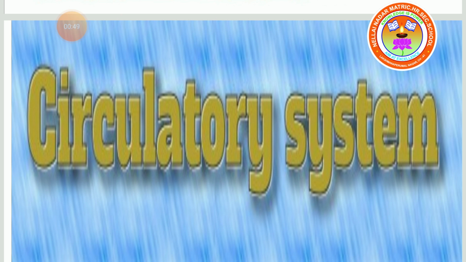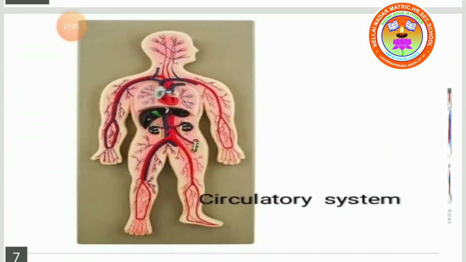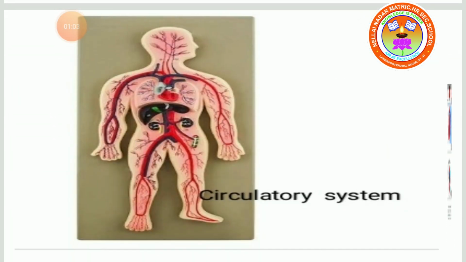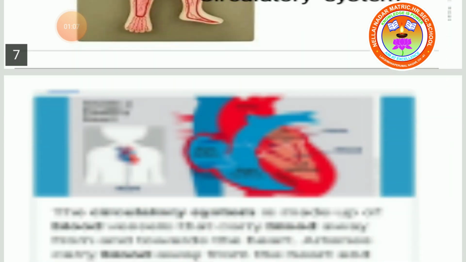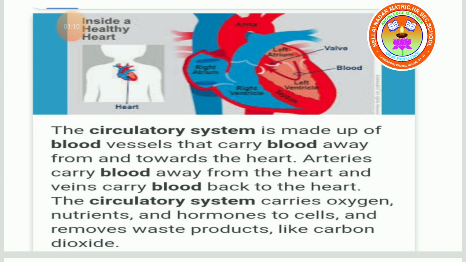Circulatory system. The organs of the circulatory system help to transport substances inside our body. In this system, blood is circulated to transport oxygen and nutrients to every part of the body. The circulatory system consists of the following: heart, blood and blood vessels.